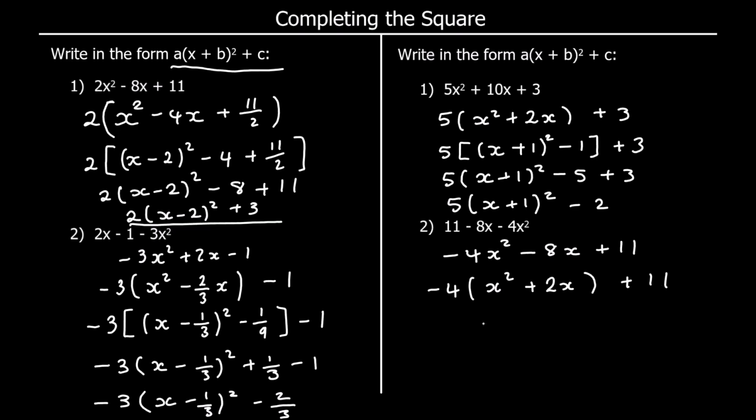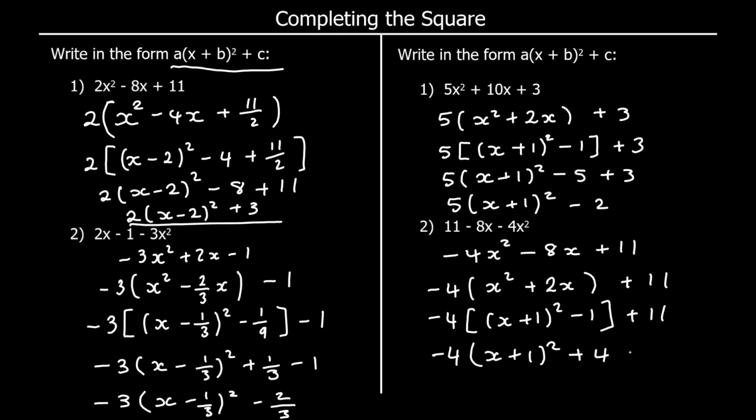Completing the square on the middle bit. I'm using a square bracket because I've got 2 sets of brackets, so I don't mix them up. Halving the b, which would be 1. Take away 1 squared, which is 1. And then expanding through again. So negative 4 times x plus 1 squared. Negative times a negative is positive. So plus 4 plus 11, which will be plus 15.